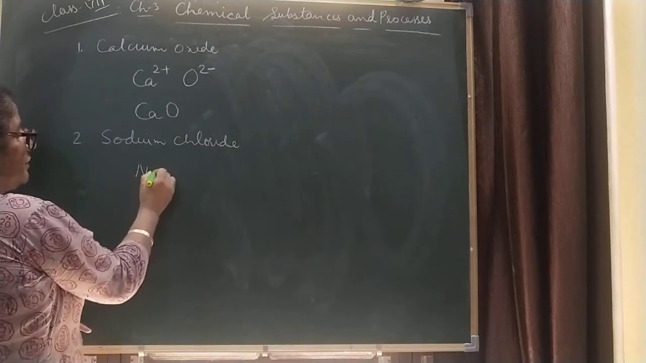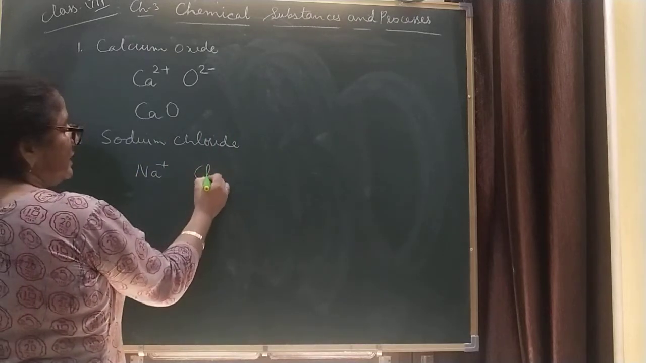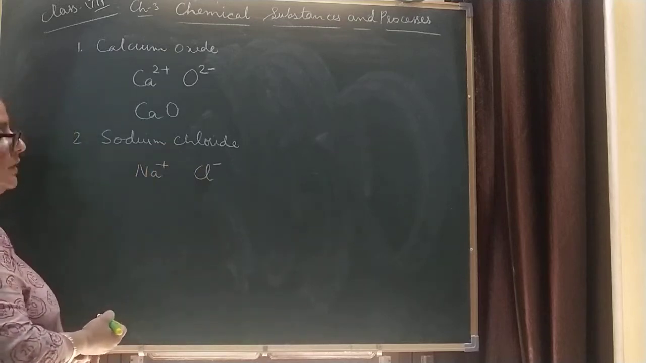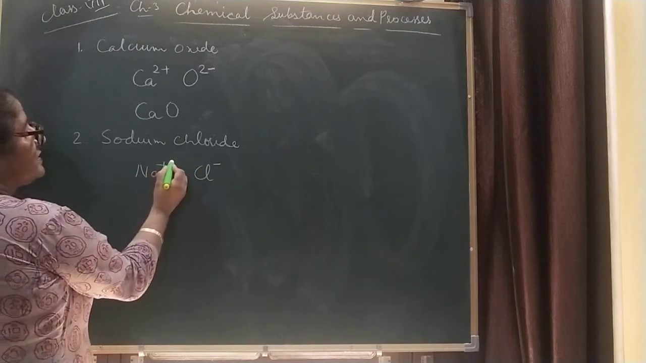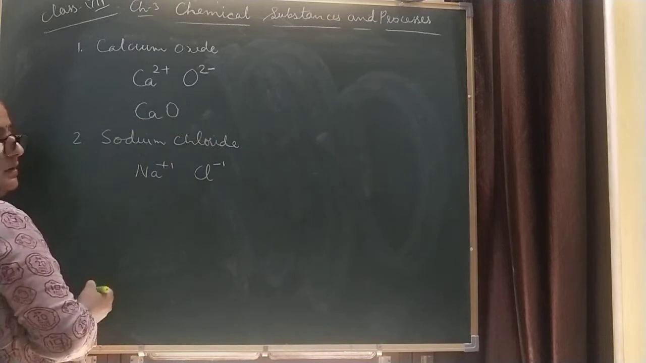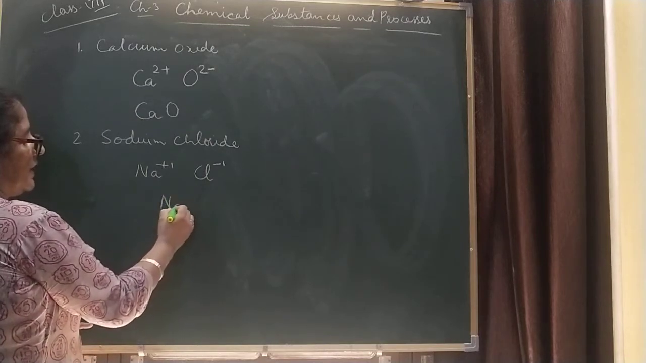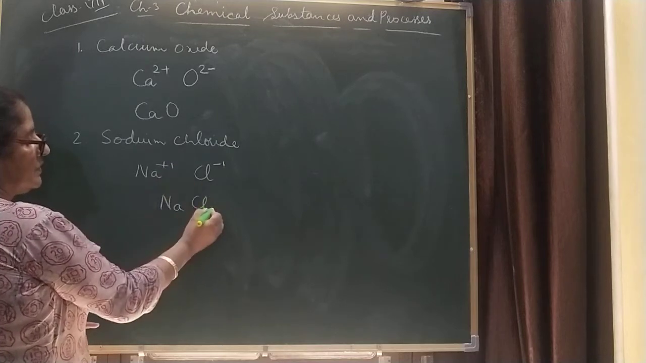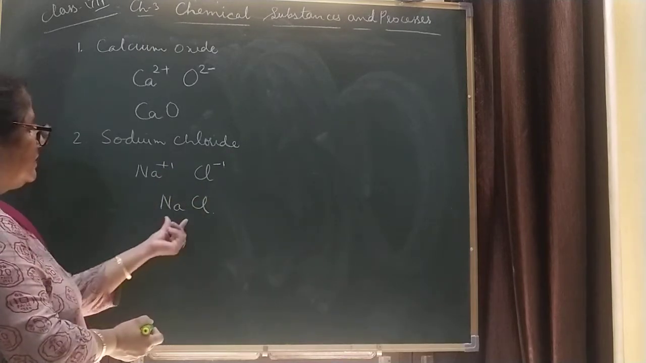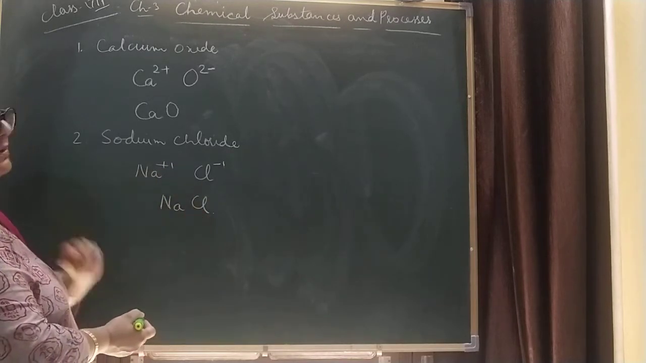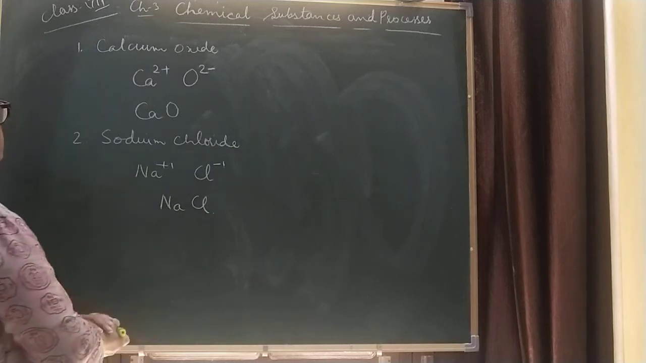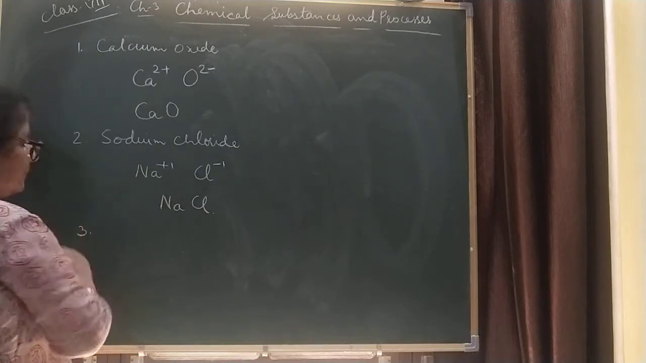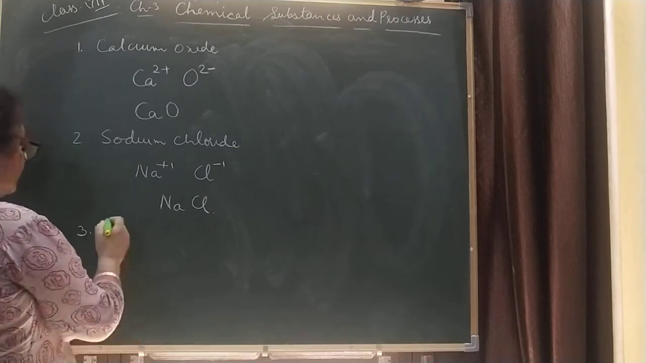Sodium is Na positive. Chloride is Cl negative. If nothing is there, it means here it is 1. Now the formula becomes Na, this 1 will come here, and Cl, this 1 will come here. So the formula becomes NaCl, sodium chloride. Now next example, calcium chloride.